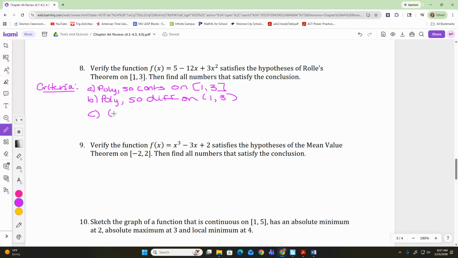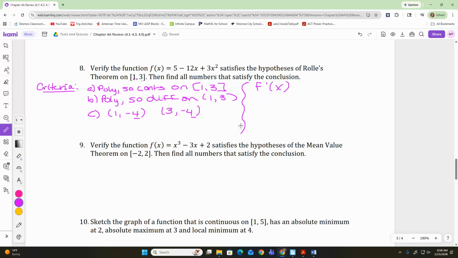If you put in a 1, you get 5 minus 12 plus 3, so negative 4. If you put in a 3, you get 5 minus 36 plus 27. Their endpoints have to be the same. If they are, then we can do Rolle's theorem, which says that somewhere the derivative is equal to 0.